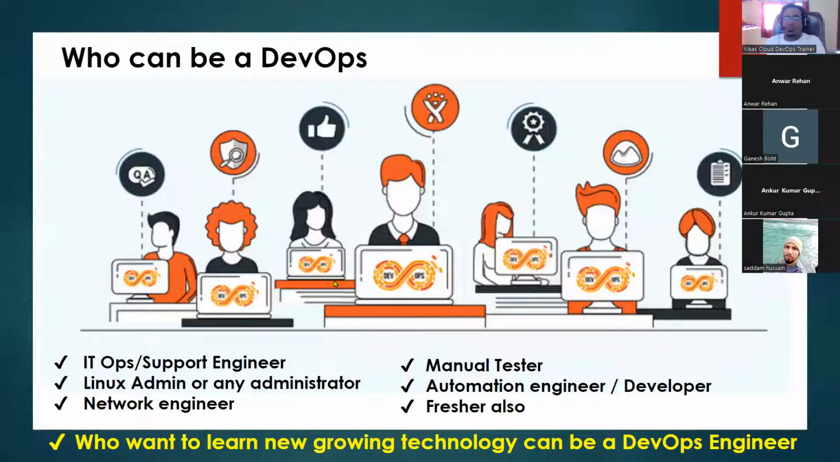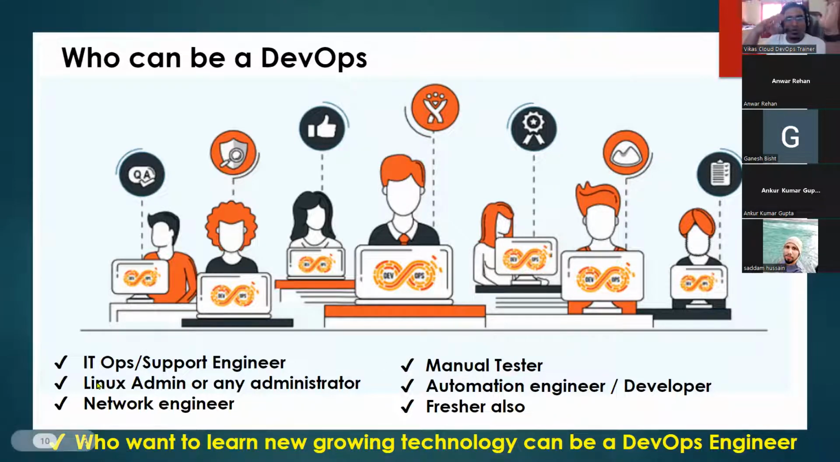And now the question is, who can become a DevOps engineer? Any support engineer or IT person who is working in IT can become a DevOps engineer. Any person working in manual testing is already a part of DevOps, but he is not doing the development as well as operation. He is doing some development-related activities, but he is not completely learning the tools. If this person also learns the tools, he can become a DevOps engineer.